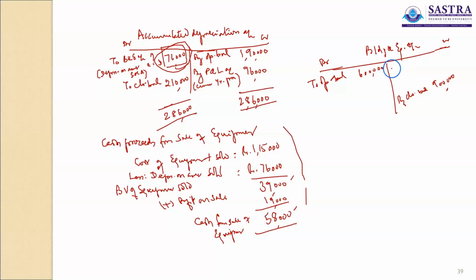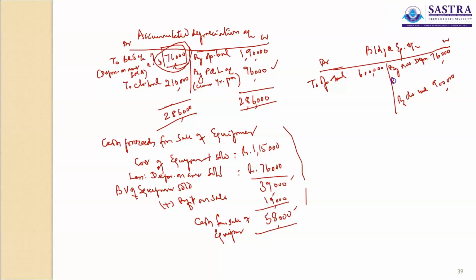And by accumulated depreciation account, I am transferring whatever amount I have calculated here. 76,000, which I have debited to building and equipment in the building and equipment ledger, that 76,000 will come here. This 96,000 is the depreciation entirely for all the assets, but this 76,000 is depreciation on the equipment sold.